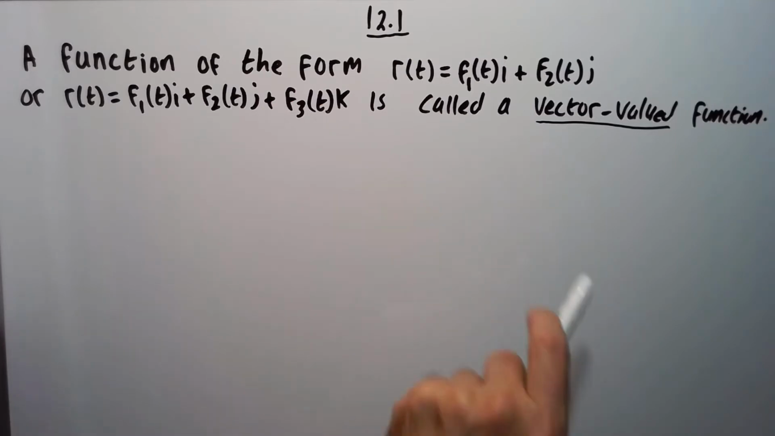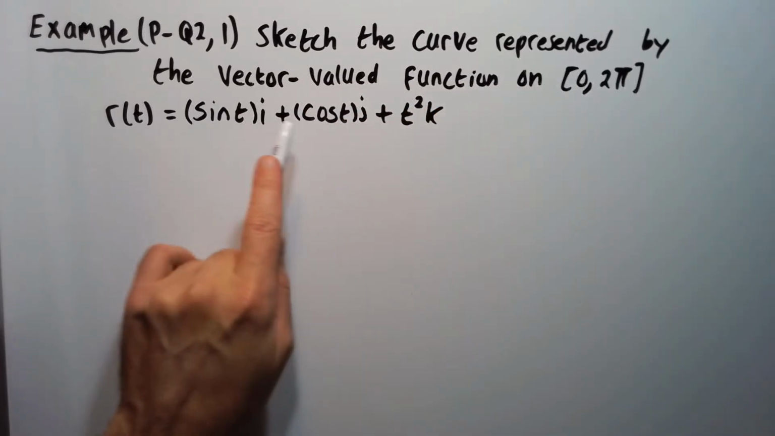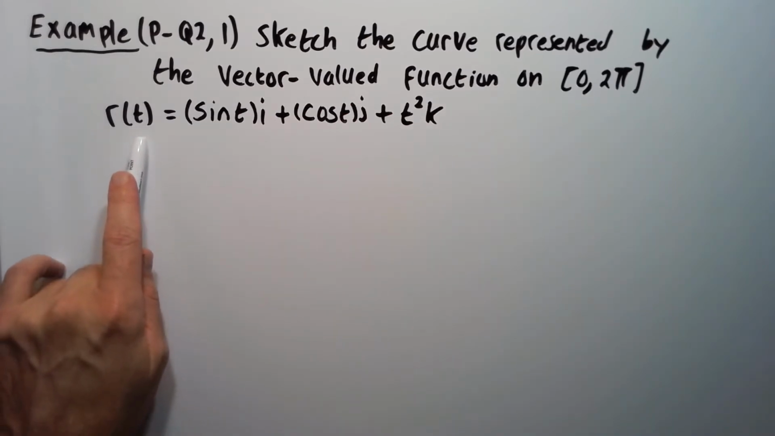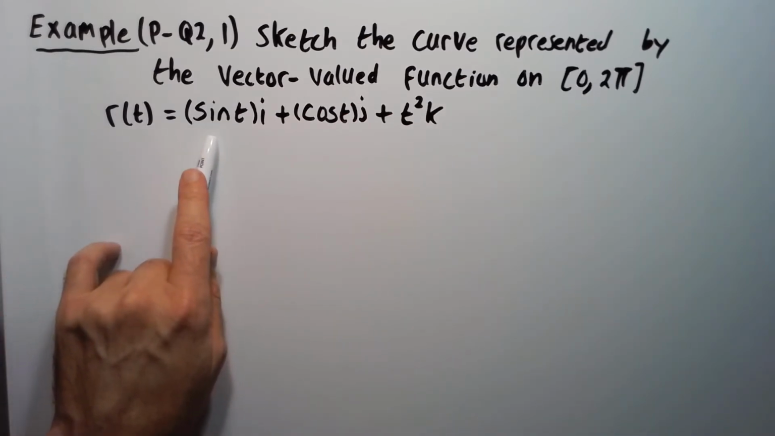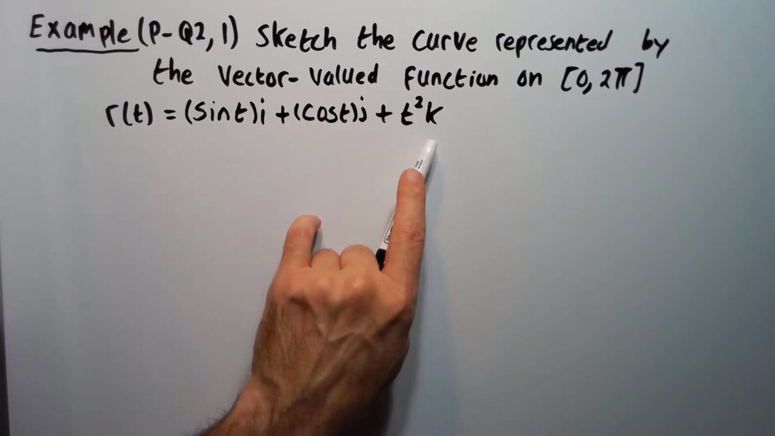Okay, I'm going to erase this now and write my example at the top. Okay, so here's our example. It's from practice quiz 2, number 1, part of number 1. It says, sketch the curve represented by the vector valued function on 0 to 2 pi. And our vector valued function is sine t i plus cosine t j plus t squared k.